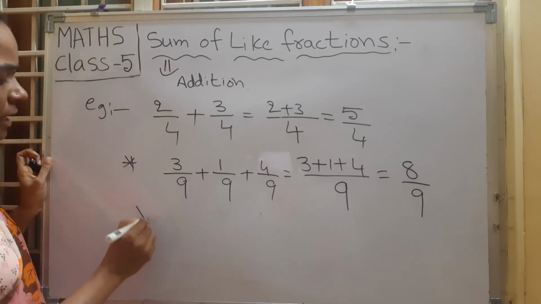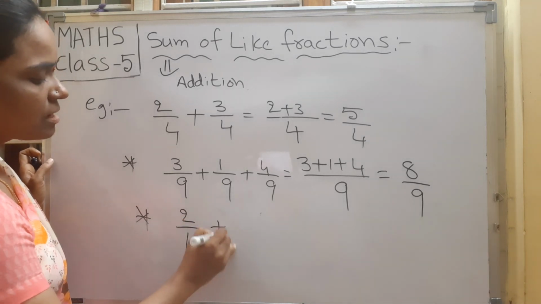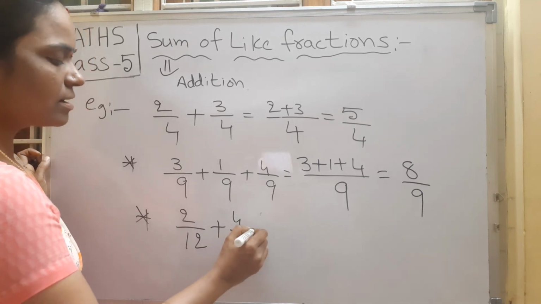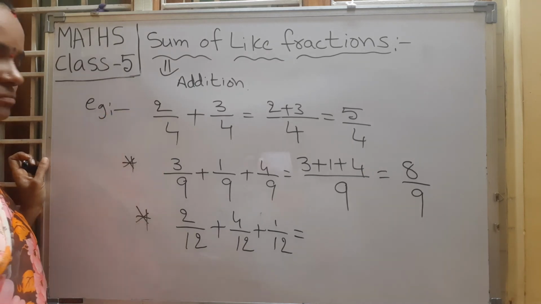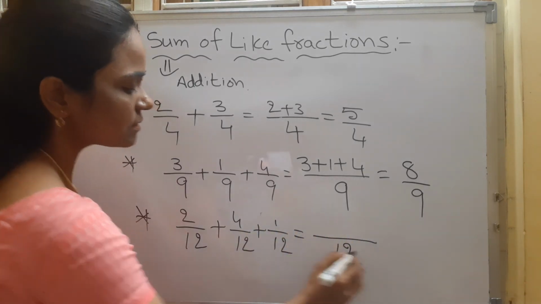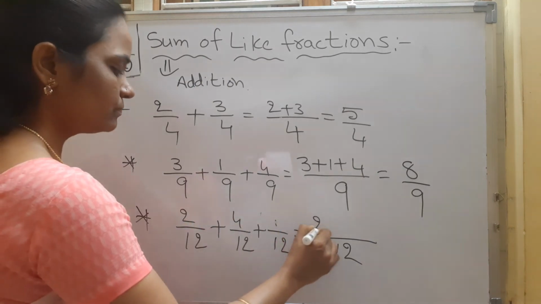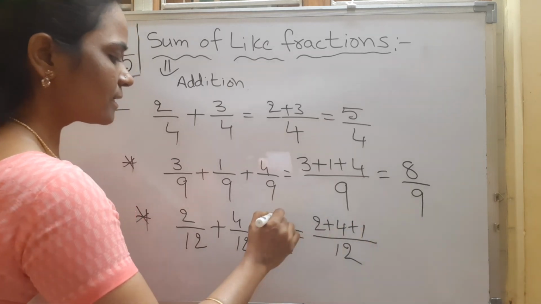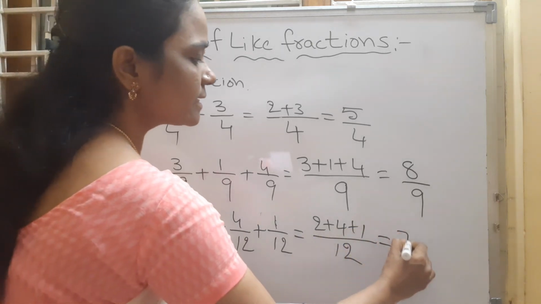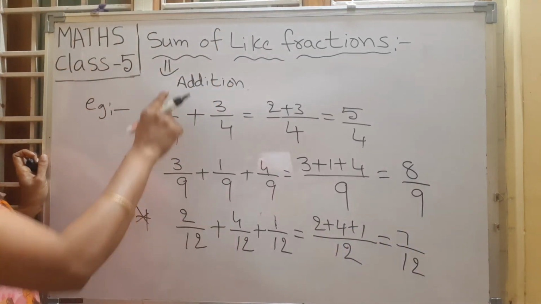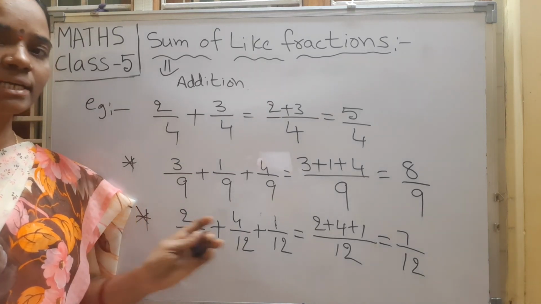Shall we take one more example? Yes. 2 by 12 plus 4 by 12 plus 1 by 12. What is the answer? You can take 2 or more. The common denominator is 12. Now add all numerators. It is 2 plus 4 plus 1. 2 plus 4 is 6. 6 plus 1 is 7. 7 by 12. So this is the sum of like fractions. I hope you understood, children. Note it down, children.